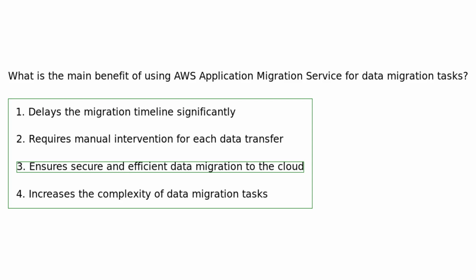The main benefit of using AWS Application Migration Service for data migration tasks is ensuring secure and efficient data migration to the cloud, safeguarding data integrity during the migration process.